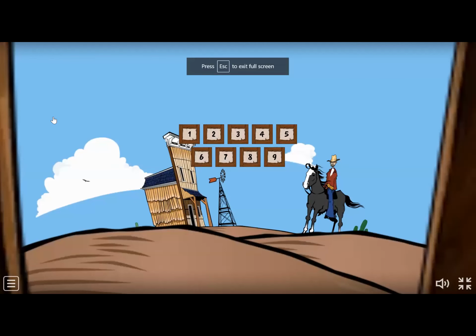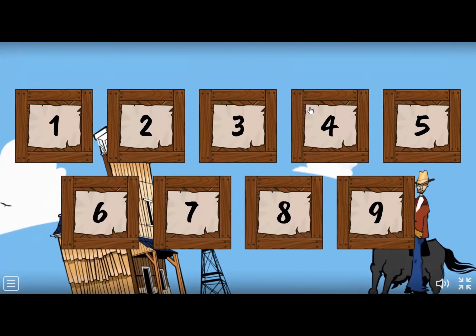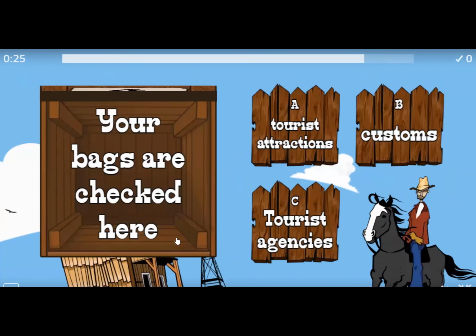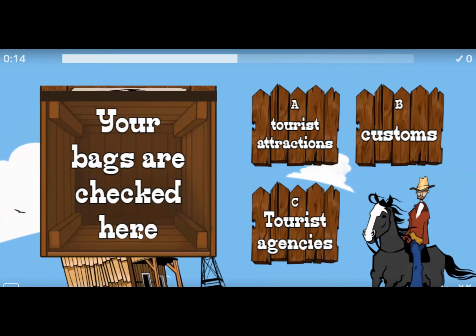When you click on the link that I will send you, you will see this, still the cowboy theme, and you will need to open 9 boxes. I will choose box number 4. And I need someone to help me. Your bags are checked here. Oh, I forgot this one. But now let's pick a strong student for a difficult question. Vinh, please. At an airport, you need to go through a place. Your bags and your luggage are checked in this place. Vinh, what is your answer? He's not here.